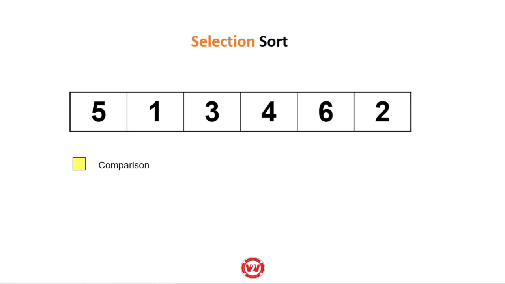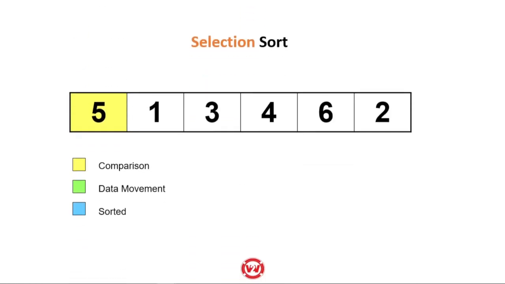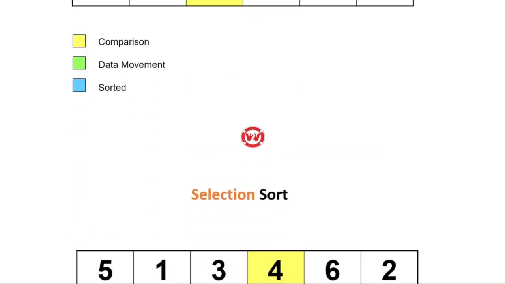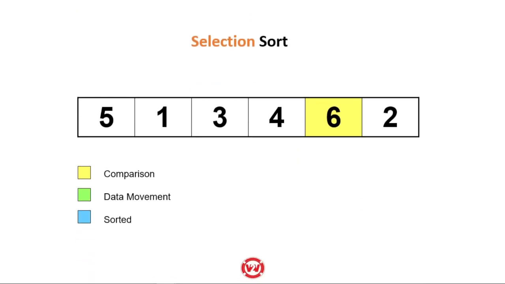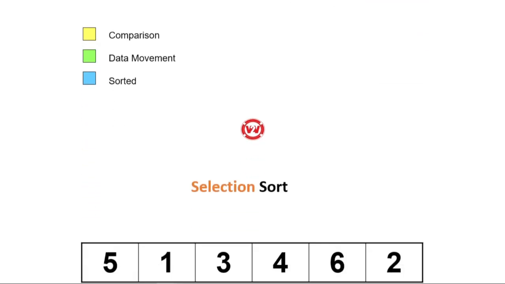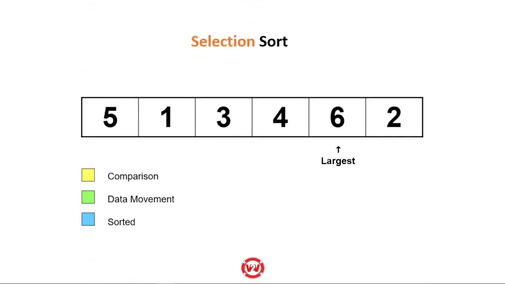Now, we will be using some colored annotations, like yellow will be for comparison, green will be for data movement, and blue will be for the sorted array. Let's check. Now, we are going to compare each and every element to find out which is going to be the largest element which I need to shift. So, I'm comparing each and every element over here. I have reached the end of the array. At this moment, I come to know that the largest element is 6.